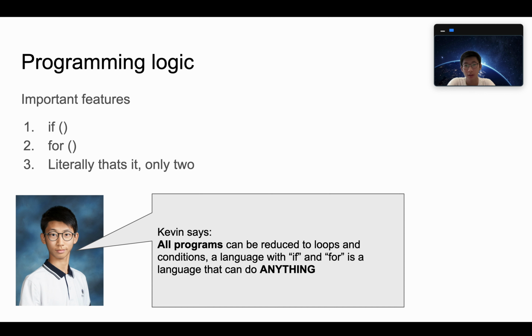And the important features in logic are if and for, literally the only two things you need. All programs can be simplified to only loops and conditions. So a language with only if and for is basically enough to do anything. If you think about it, the program just has to cycle indefinitely and go through all the conditions. That's the only thing a program has to do. So you can accomplish any task with only loops and conditions.